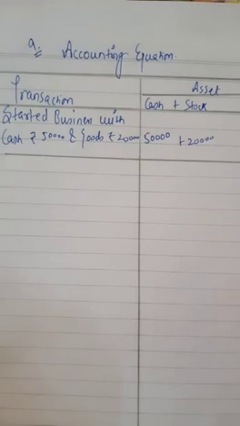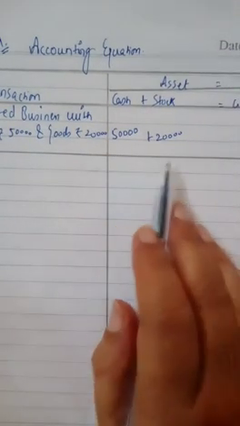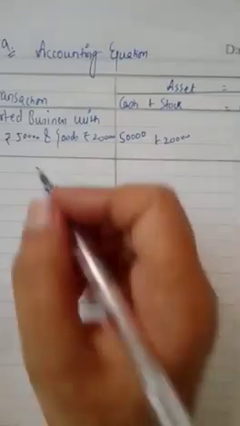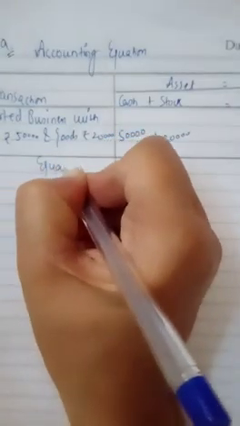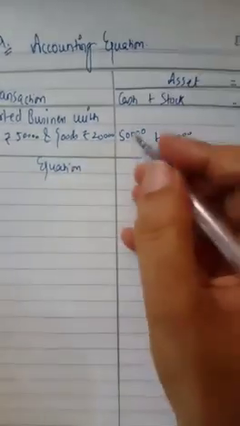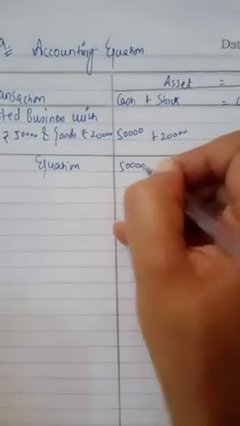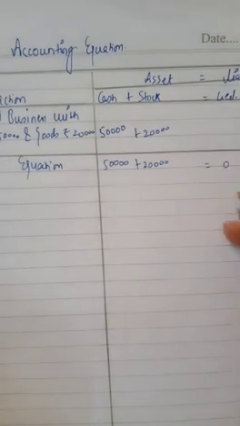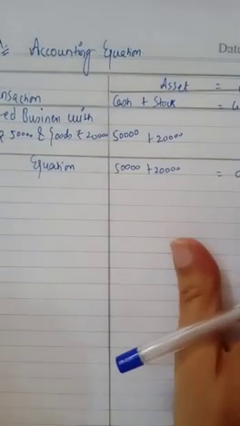With the amount with which you start business, that is called capital. So 50,000 cash plus 20,000 stock, total capital will be 70,000. First time you will make the equation: cash 50,000, stock 20,000, creditors are 0 and 70,000 is the capital. Have a look at the second transaction.